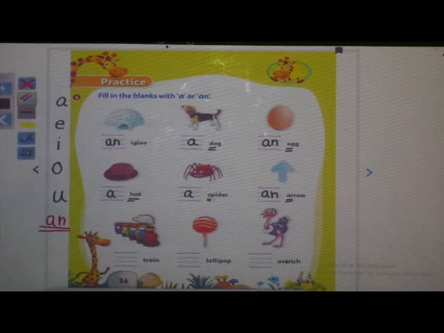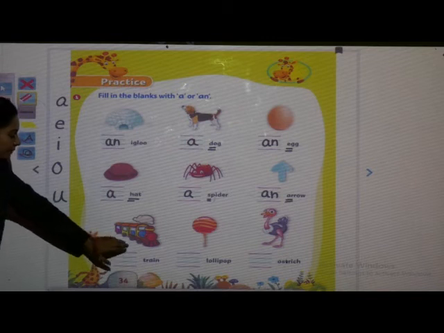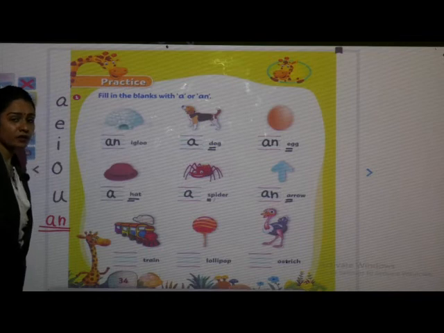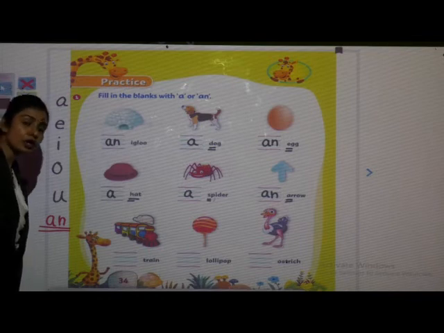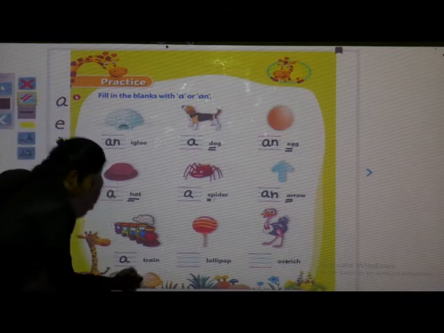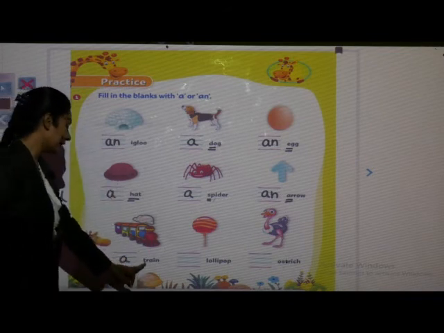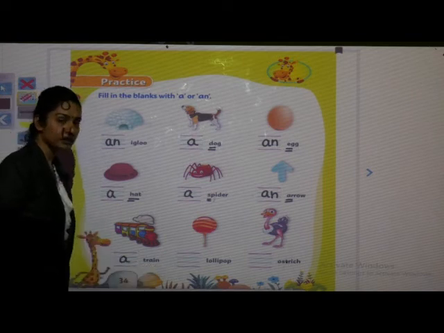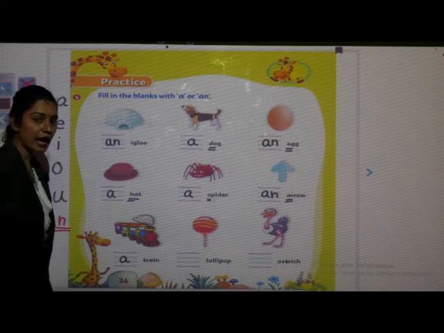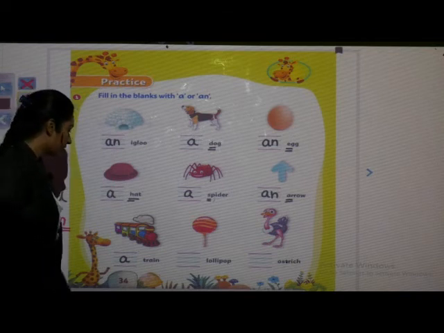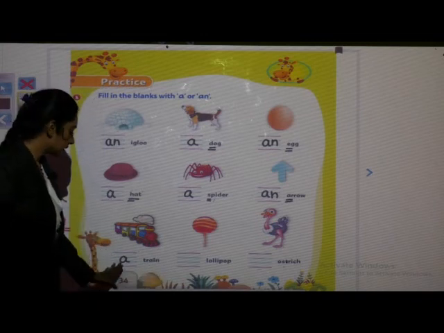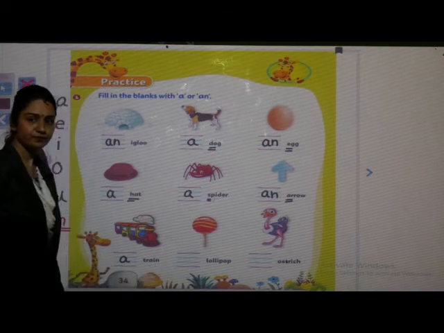Come to next picture, children. Tell me, which picture is this? This is a train. So, T sound is a vowel or consonant sound? Consonant sound. So, what will come? A. T-R-A-I-N. Train. This is a train. Okay.